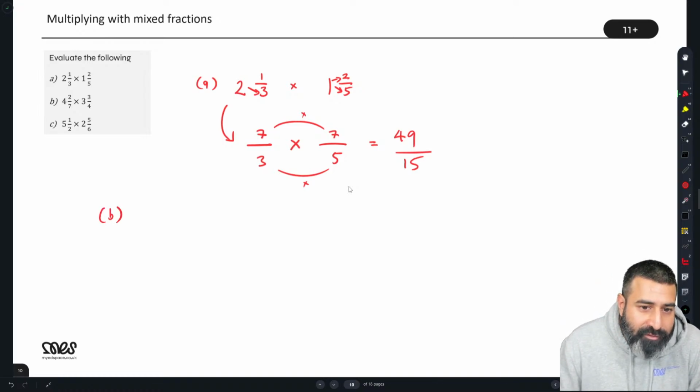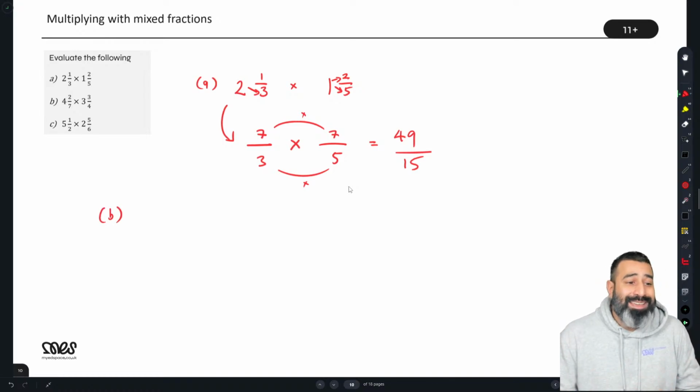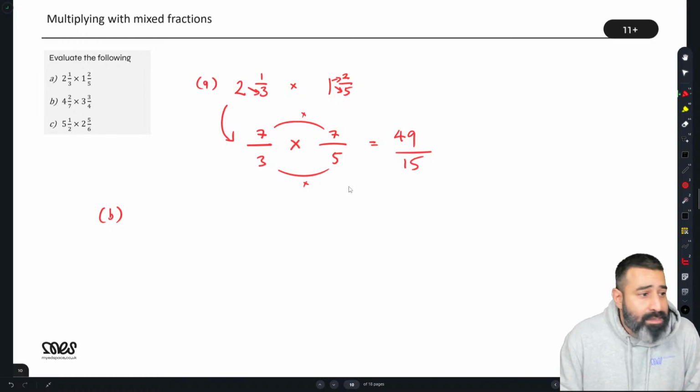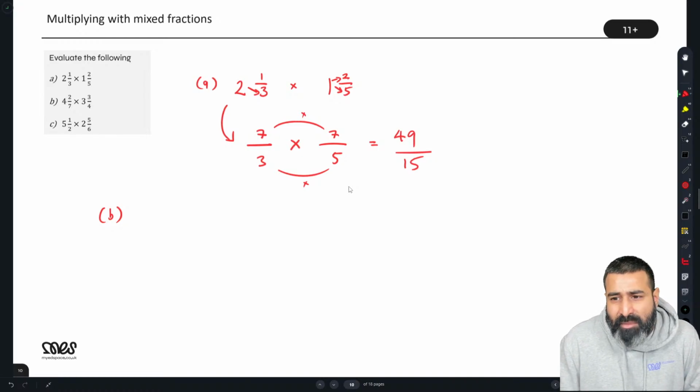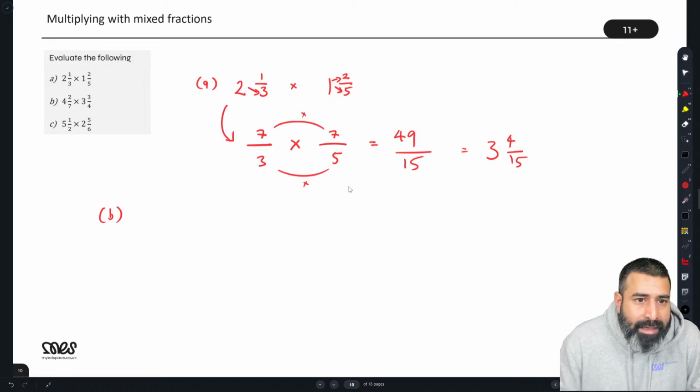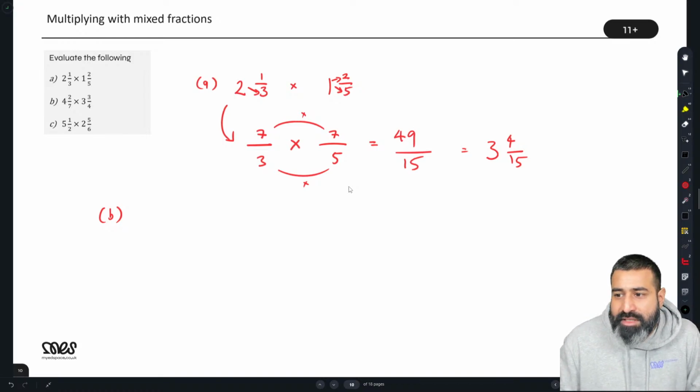As part of your revision and work, you should think, can I convert that into a mixed number? If you convert it into a mixed number, I think 15 goes into it 3 times, if I'm not mistaken. So that's 45 with a remainder of 4 over 15. There you go. Okay, let's have a look at B and then we'll move on to dividing, okay?